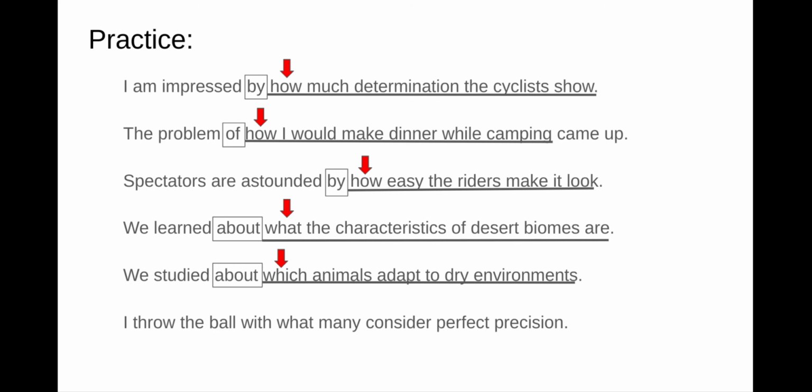I throw the ball with what many consider perfect precision. So let's find that preposition. What do you say? Hopefully you say "with." Now look at the next word. Do you have an introductory word? "What." And let's look at the beginning of our sentence. Do I have a subject? "I." Do I have the verb "throw"? That means I can go to the rest of the sentence. What many consider perfect precision is going to be my noun clause acting as the object of the preposition "with."